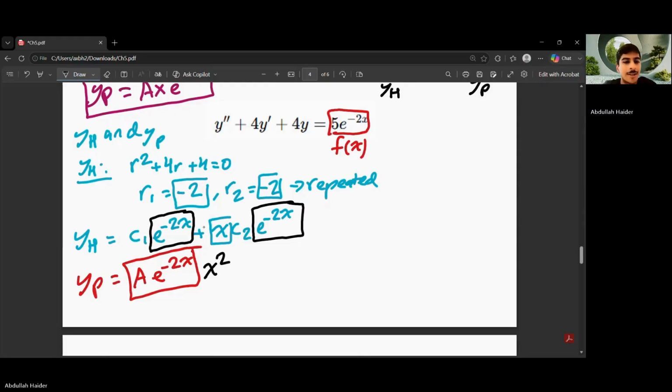That's it. Why? Because you cannot have dependent solutions. You cannot have the same exponentials in f of x and yh. Since this is appearing twice, you have e power negative 2x here and e power negative 2x here, so you multiply this by x squared. So your yp becomes ax squared e power negative 2x.